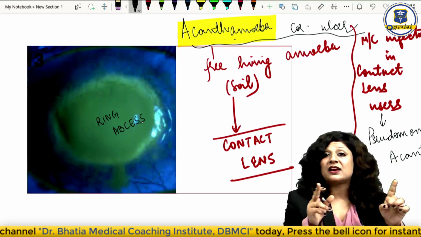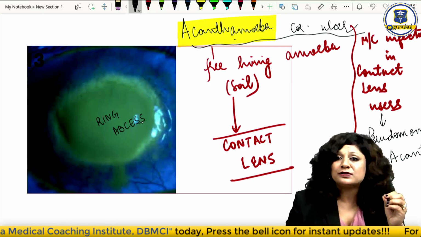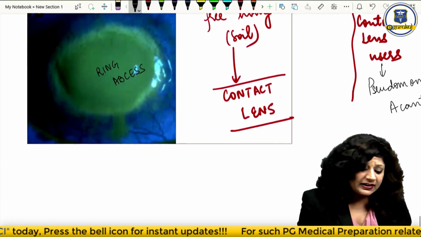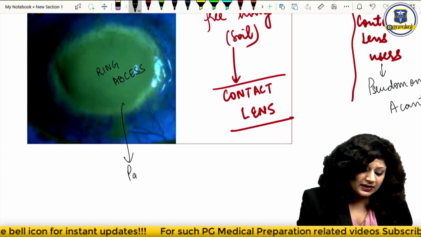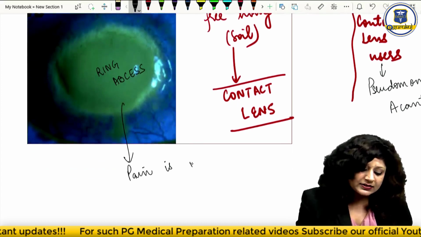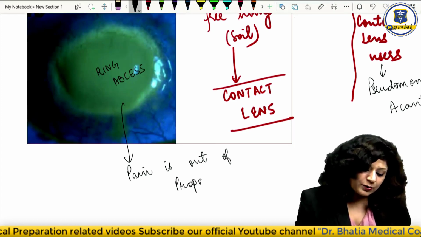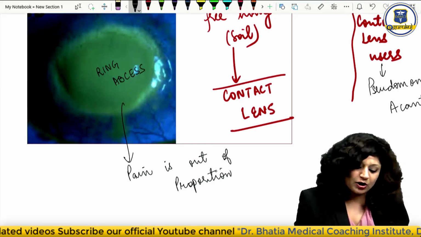Ring-shaped ulcer, the ring abscess. We have used the fluorescein staining, that is why you are getting the whole of the ulcer, and it's a very painful ulcer. Here pain is out of proportion. Pain is out of proportion to the size of the corneal ulcer.